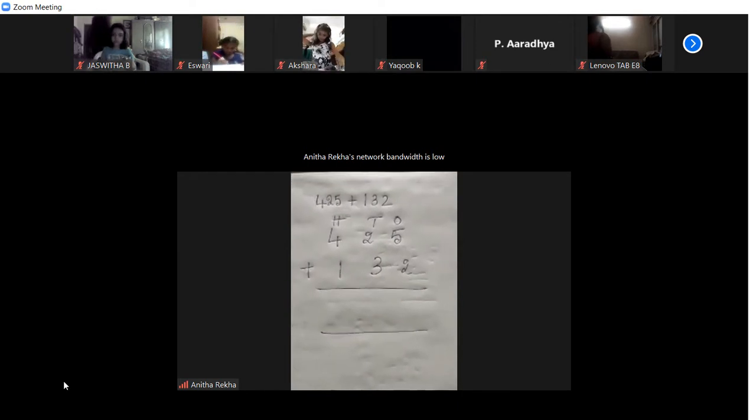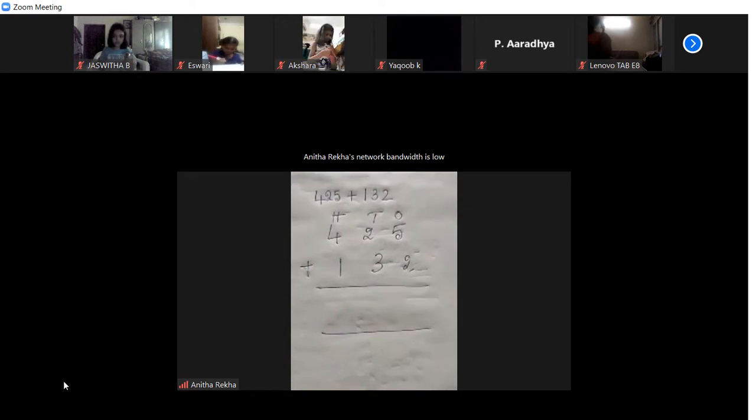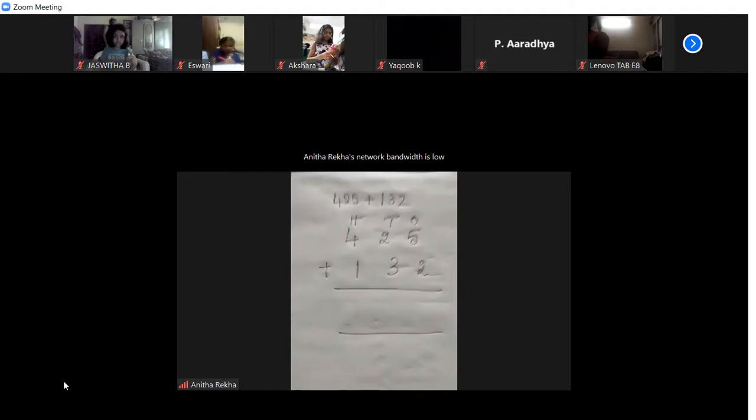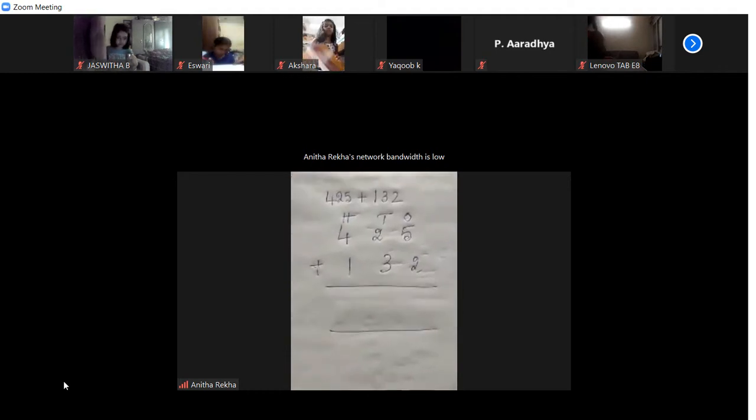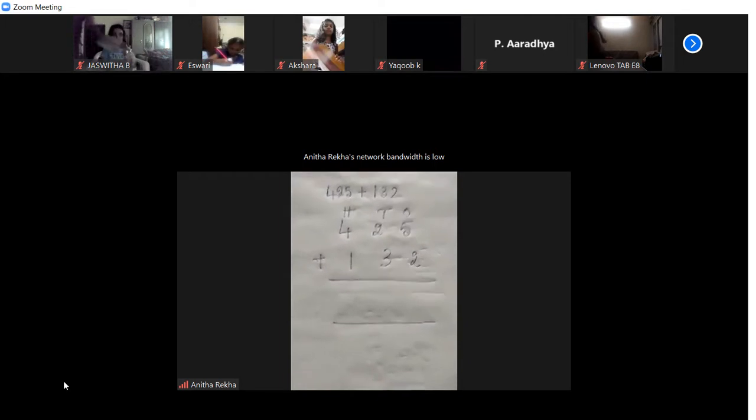Children, if you are not able to see the screen, all of you listen carefully. If you are not able to see the screen, touch on the screen 2 times. If you touch on the screen 2 times, you can see the screen.